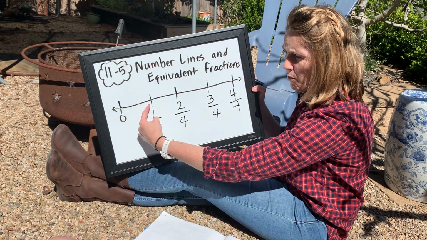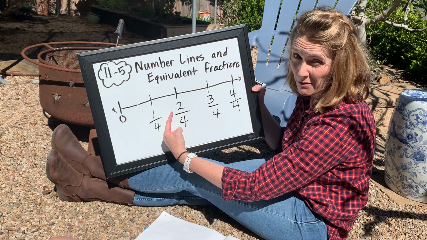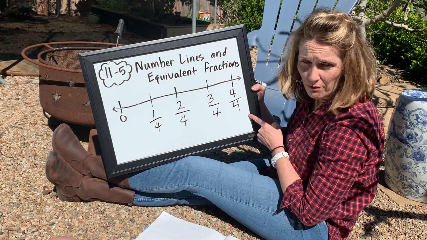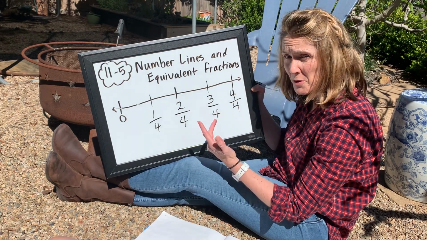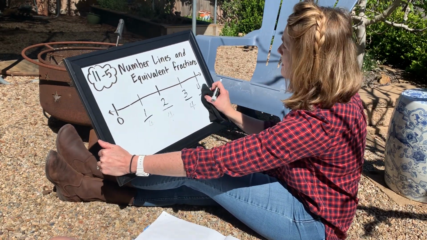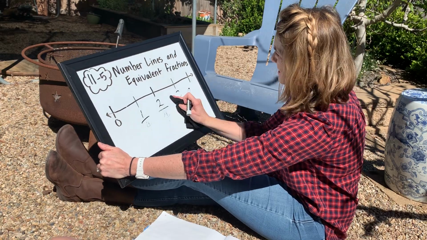So this is the first one. Second one, or another name for 2/4 is 1/2, 3/4, and then finally 4/4, our last one. You can keep doing the same thing, just changing the numbers of units, the denominator.